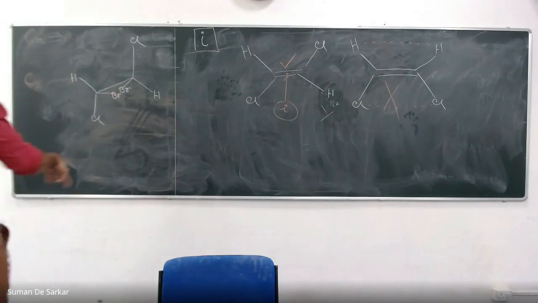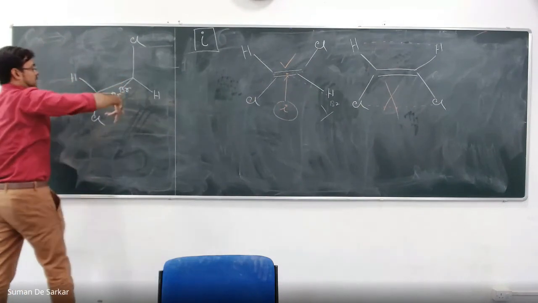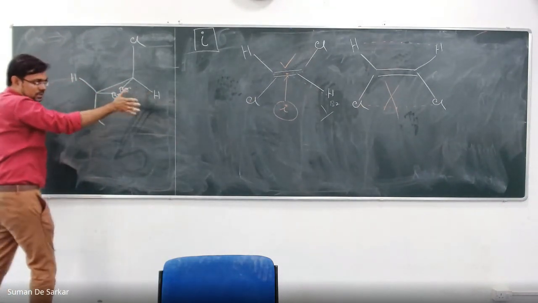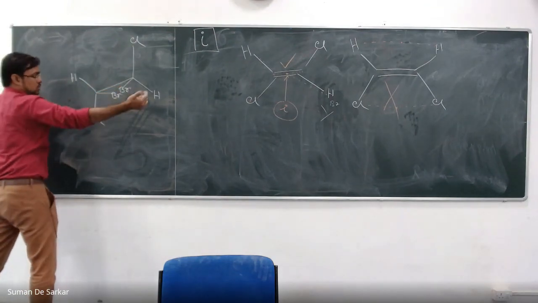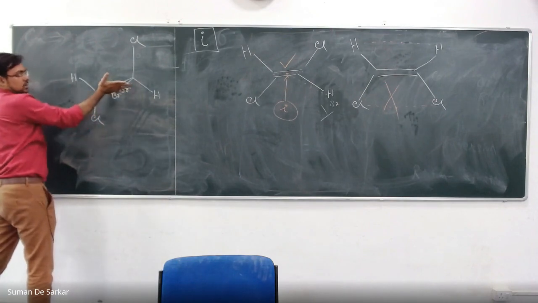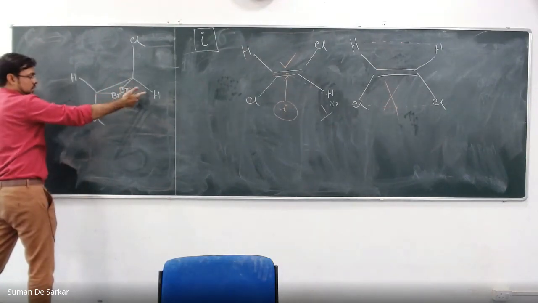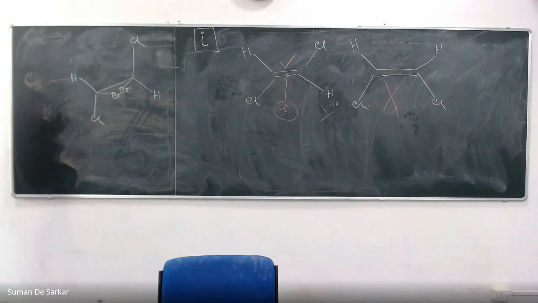And now how to draw this? This V is like this, no? But you are drawing the 3D thing in 2D. So anything coming this side means, in sawhorse, anything this side means towards you. This guy is towards you, this guy is towards you. Anything that side means on a particular carbon, with respect to this is back side, this is front side. You got my point? Yes, sir. I got that.